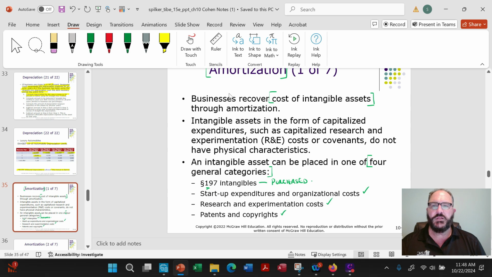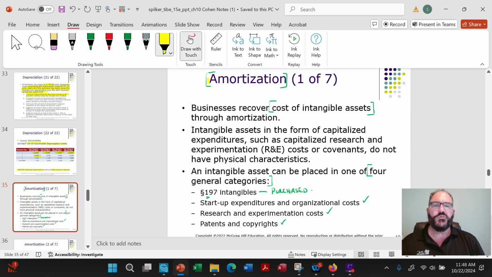Okay. Next thing we're going to take a look at here is amortization. So if you remember, amortization has to do with intangible assets. And these are intangible assets that basically have some sort of fixed life, okay? So some of them are for capitalized research and experimentation, R&E, things like that. So basically it's in one of four categories if you're amortizing it. 197 intangibles, these are purchased intangibles. Startup and organizational costs, research and experimentation costs, and patents and copyrights. Again, because all of these have some sort of finite life that the law put in place. But the reality is they have a finite life. Okay?